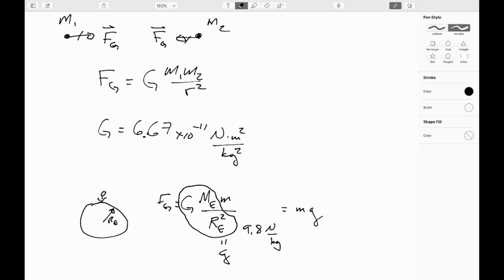And you can do this, nothing says you have to do it at the radius of the Earth. If you want to do this at the altitude of the International Space Station, you just put in the radius of the International Space Station's orbit. You'll get 8.9. If you want to do this on the moon, well, you'll have to replace the mass of the Earth with the mass of the moon. You'll have to replace the radius of the Earth with the radius of the moon, and then you'll get a number that's about a sixth of that.